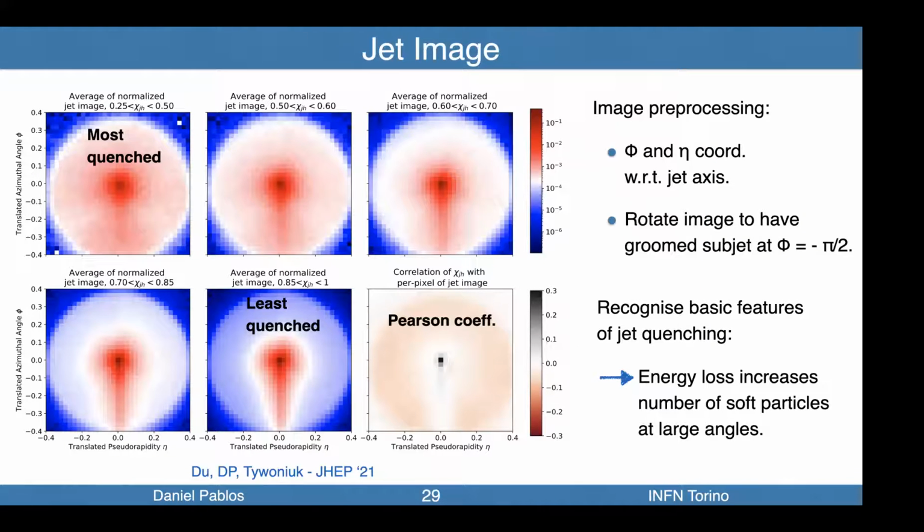Here is what the jet image in the hybrid model looks like. You have the least quenched jets and the most quenched jets. They have been rotated such that the groomed radius, if found, is at phi equal minus pi halves. You see the basic features of energy loss per jet, which are like an excess of soft particles at large angles. This is a slice for different values of chi. So this is more or less what the machine will be finding. Of course, we won't give it average values. We would give it event by event, jet by jet images.